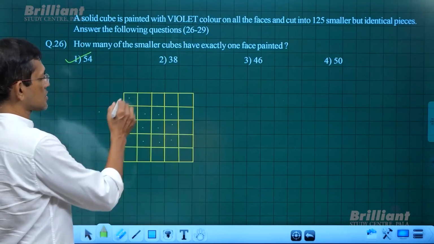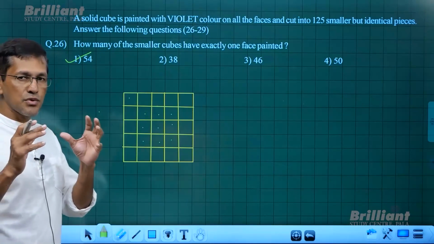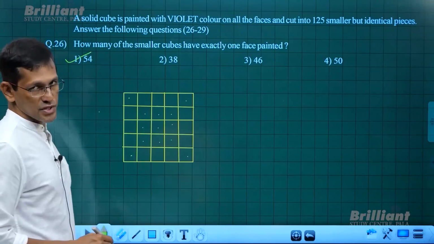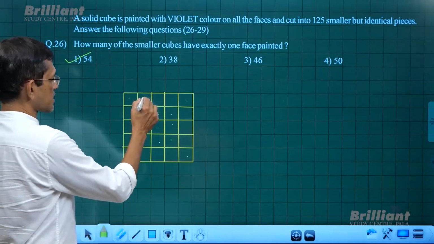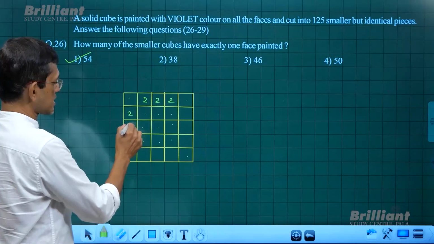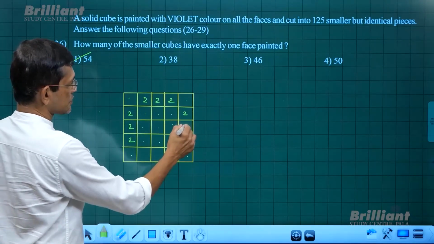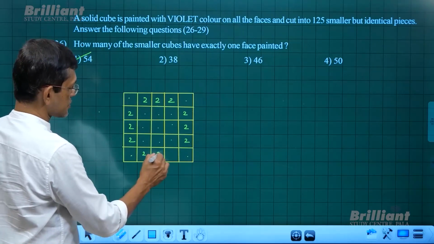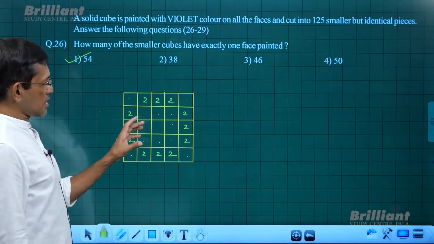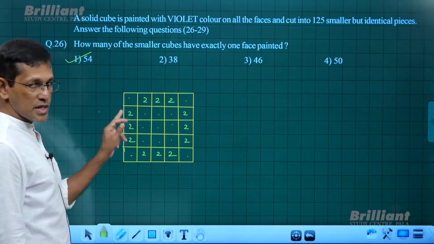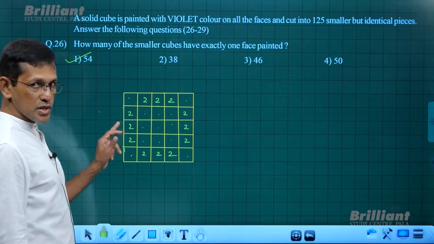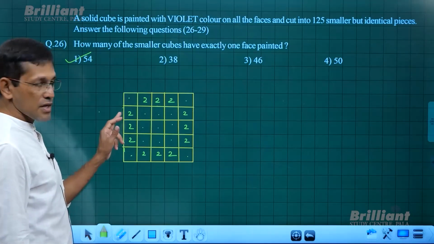If you imagine a Rubik's cube, the cubes at the corners are 3 faces painted. However, these cubes over here are 2 faces painted. This is 2 faces painted, this is 2 faces painted, and this is 2 faces painted. So ultimately, if you assume that this is an edge, one of the edges of the cube, how many cubes with exactly 2 faces painted are there on one edge? There are 3 of them, right?